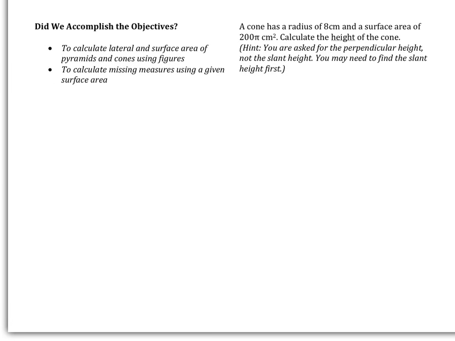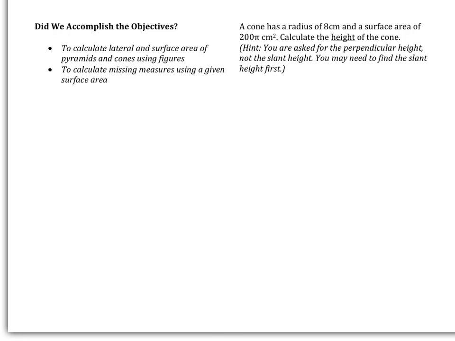Let's return to our objectives. So we did 2 things. We calculated lateral and surface area of both pyramids and cones. Pyramids were very similar to prisms. You just find the areas of all the sides, add them up. A cone is more similar to a cylinder. There's a formula that involves both the radius and the slant height. And then we also are going to calculate missing measures. We're going to go backwards. And that's what you're about to do right now.